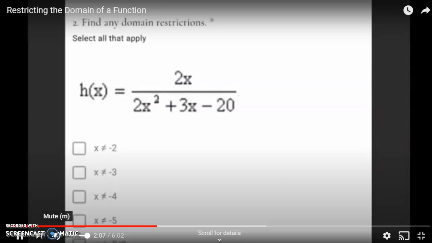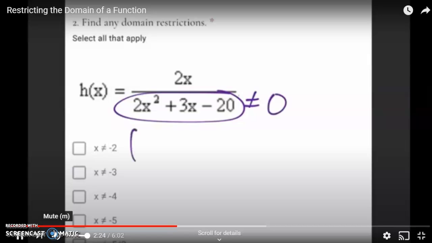Hey, this is a fraction or a division problem. Everything underneath that division bar, that fraction bar, can be anything but 0, because in math you cannot divide by 0 in the real number system. It's undefined.